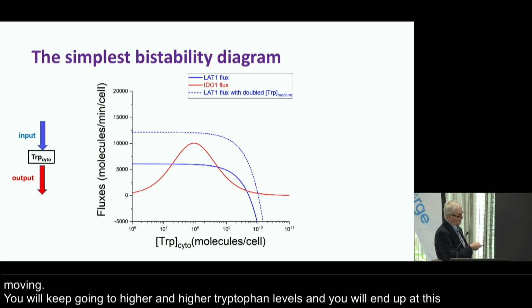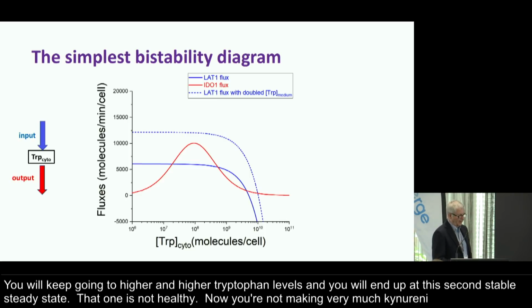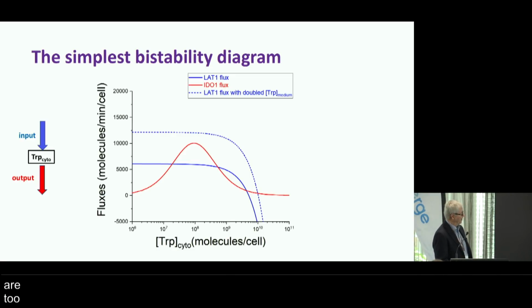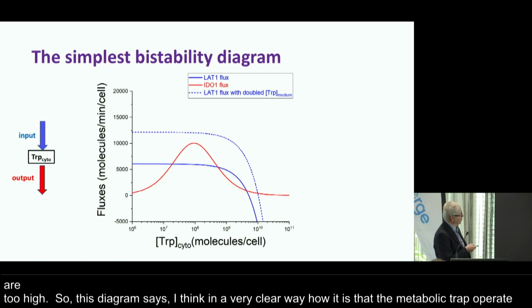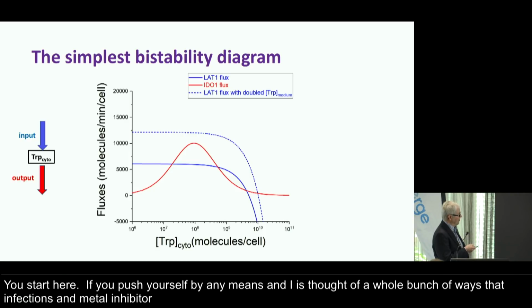And that one, however, is not healthy, because now you're not making very much kynurenine, and your tryptophan levels are high, so they'll drive either too much or too little serotonin production in those cells, depending on the isoform of TPH2, which is the enzyme that creates serotonin, actually 5-hydroxytryptophan, which in turn makes serotonin. So this diagram says, I think, in a very clear way, how it is that the metabolic trap operates. You start here. If you push yourself by any means, and I've thought of a whole bunch of ways that infections and metal inhibitors of the enzyme could drive you past this unstable steady state, you will end up over here and now you're stuck.